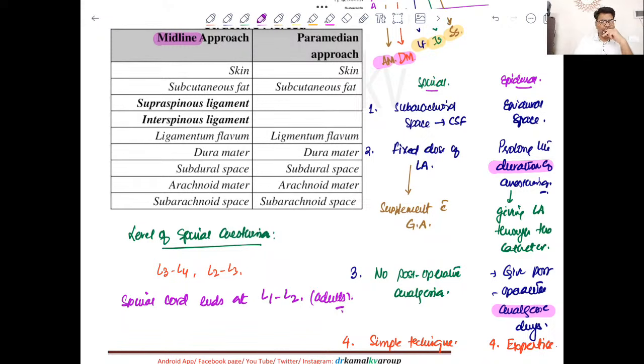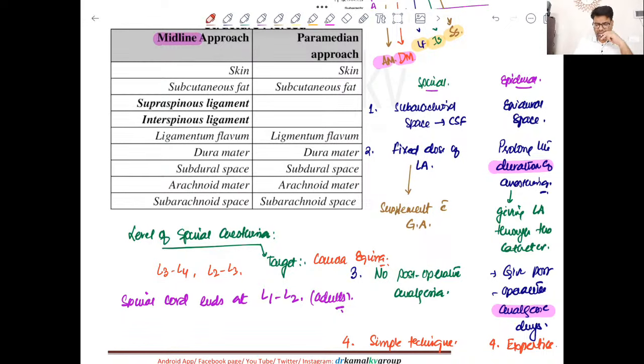So what we do, we have to inject the anesthetic agent below the level of termination of spinal cord, because the target, we are not targeting the spinal cord, we are actually targeting the cauda equina, right? So our target is to block the cauda equina. Therefore we prefer to inject the drug below the level of termination of spinal cord, and therefore either it is L2, L3 or L3, L4. So that is the basic concept, right?